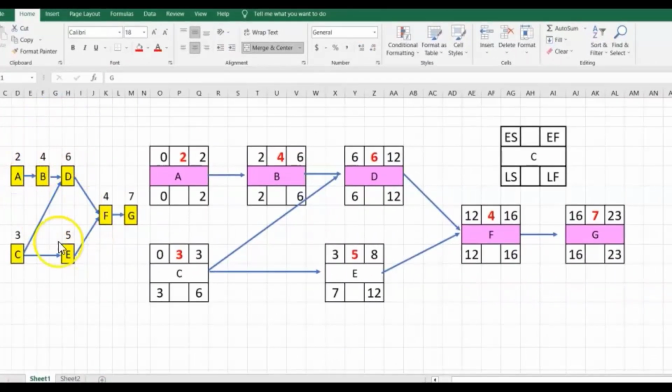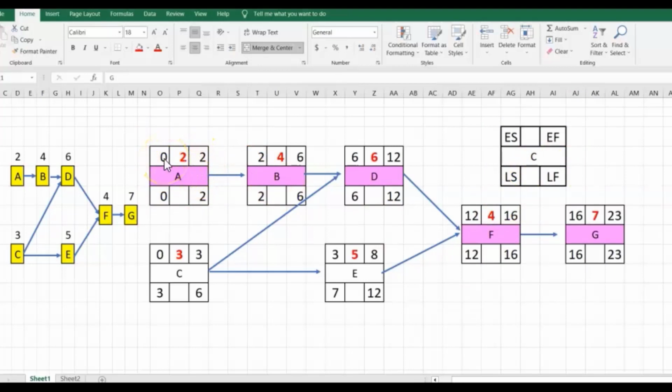So I have brought back this diagram, and we are now going to be looking at a different method of calculating the critical path. For that, the legend is early start, early finish, late start, late finish. So in each activity, we are determining the early start and the early finish.